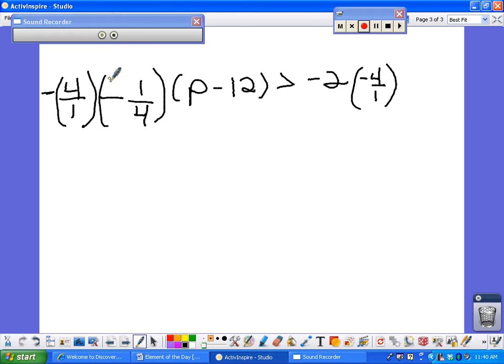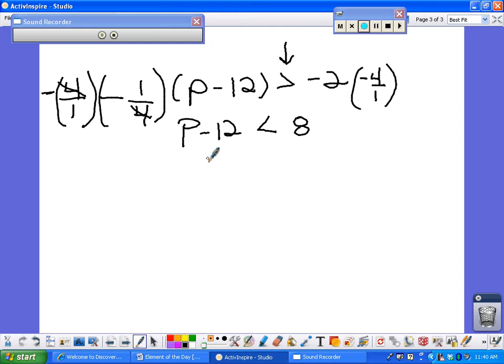Now keep in mind, I multiplied across the inequality sign by a negative. And our rule is that if you multiply or divide by a negative across the inequality sign, you have to flip the sign. But we'll get to that. So for right now, 2 negatives become a positive, and these 4s are going to cancel. So I'm left with p minus 12. I'm going to flip my sign because I multiplied by the negative, and now I have 8.